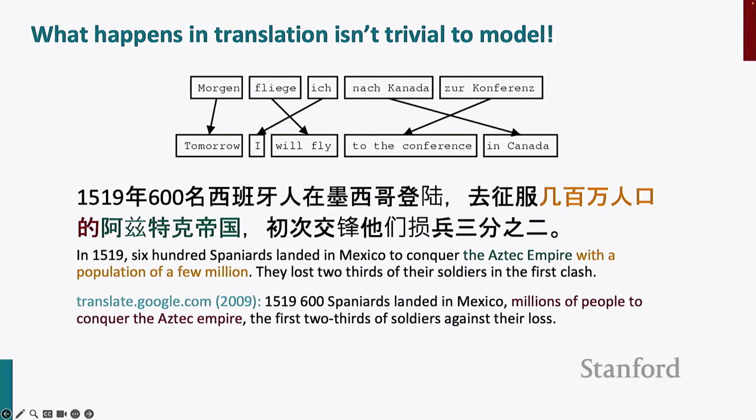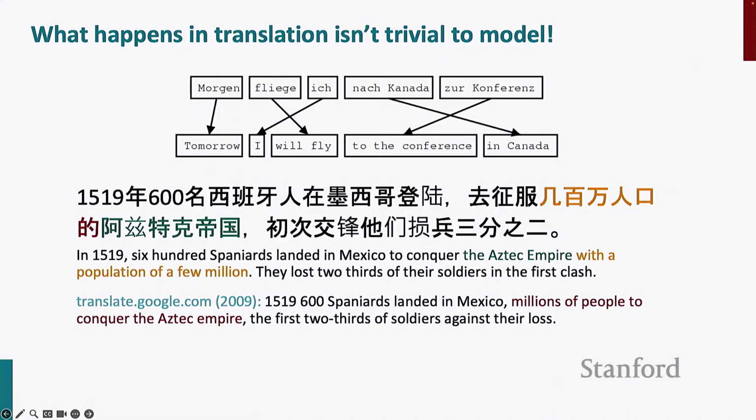So here's what Google Translate said in 2009. 1519, 600 Spaniards landed in Mexico, millions of people to conquer the Aztec Empire. The first 2/3 of soldiers against their loss. Now it's partly bad because the word choices and the translations aren't very good, but it's especially bad because it's just not actually able to capture and use the modification relationships of the sentence.